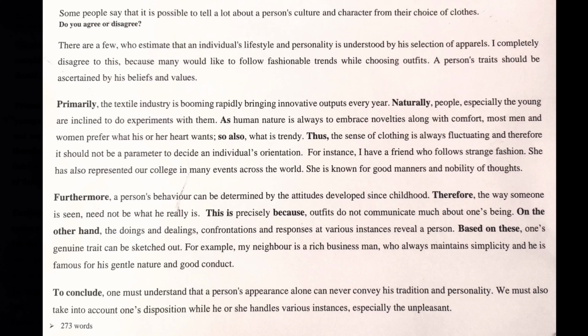And I continue, thus, the sense of clothing is always fluctuating and therefore it should not be a parameter to decide an individual's orientation. The word thus means because of these above reasons. Okay, that is the meaning of that linking word. Thus, the sense of clothing is always fluctuating. What does it mean, fluctuating? Changing. Okay, fashion, trends, they are fluctuating, changing.